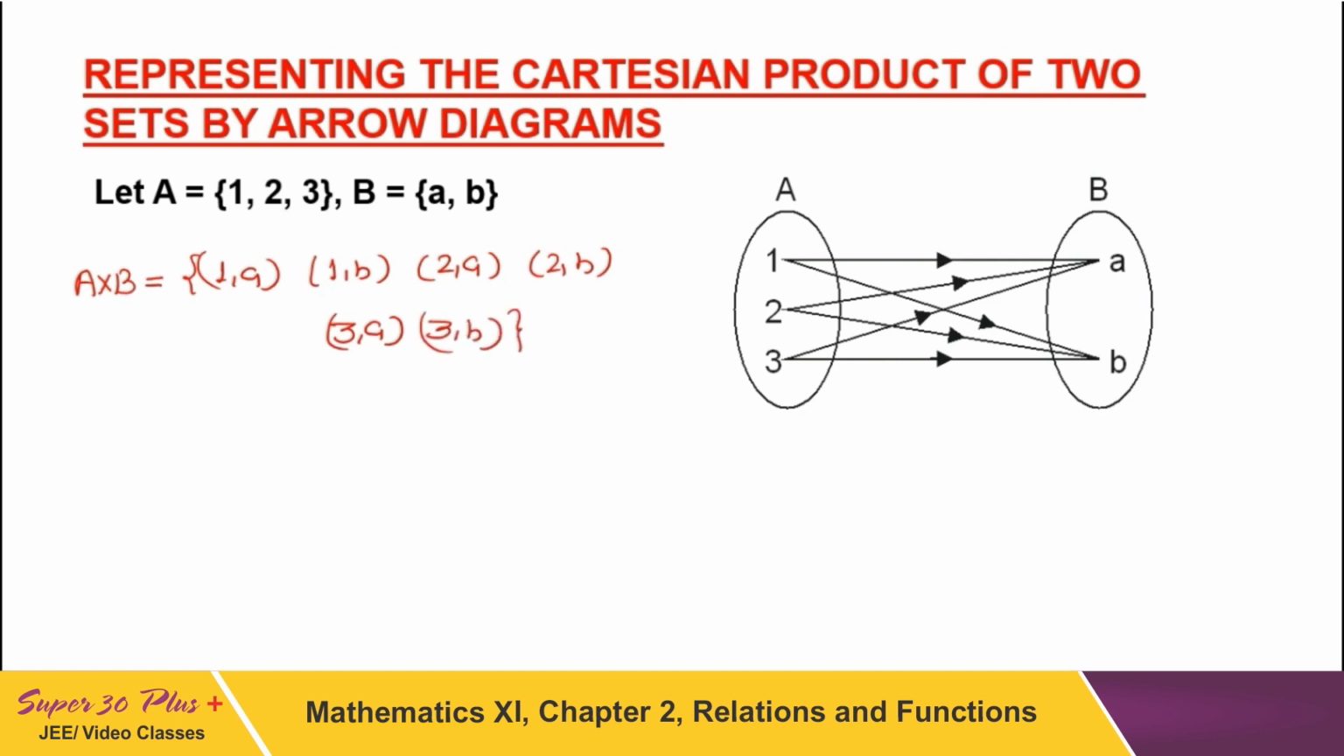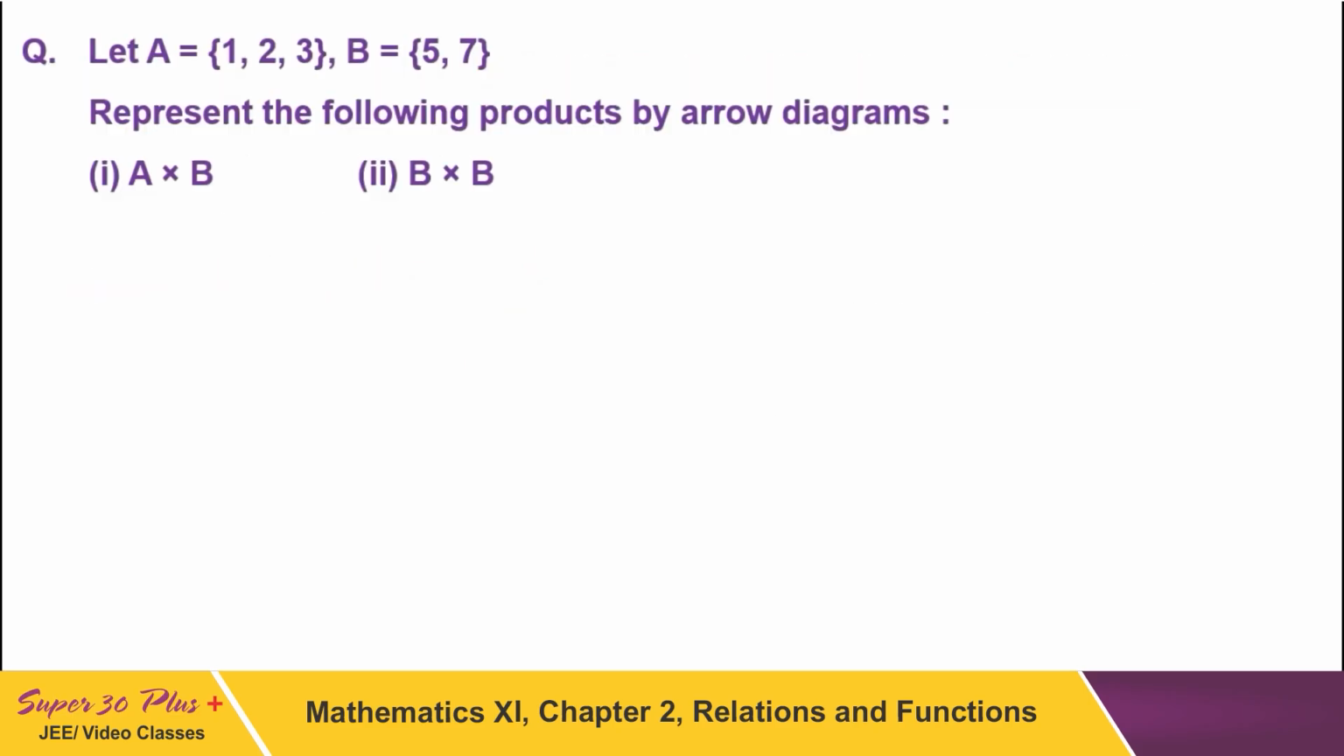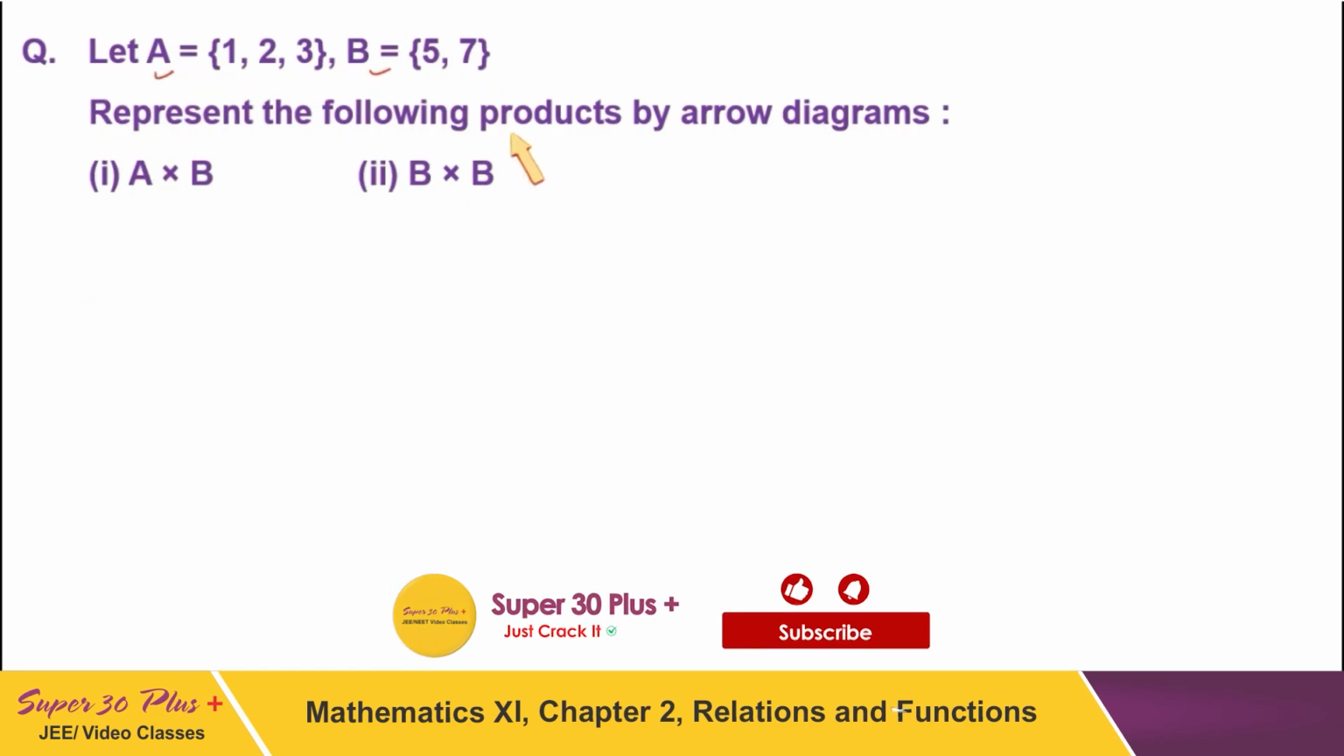The arrow diagram representation is here, and this is the method to represent the Cartesian product of two sets by arrow diagram. Students, let's see an example here. Set A is here, set B is here. Represent the following product by arrow diagram method, meaning A cross B.